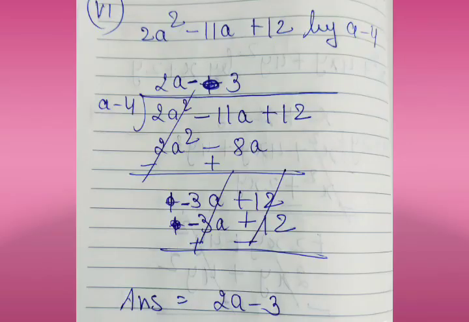Now the next, 2a square minus 11a plus 12 divided by a minus 4. So with a minus 4 we will multiply 2a, then only we can get the first term, 2a square. So after multiplying we will get 2a square minus 8a, we will change the sign and then we can cancel the first term. After solving the second term, we will get minus 3a and we'll copy down the third term.